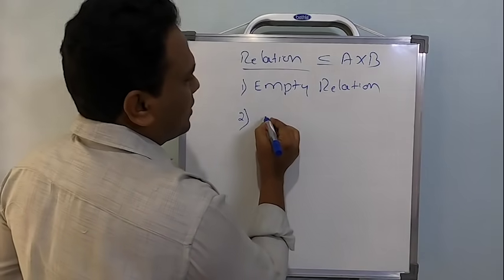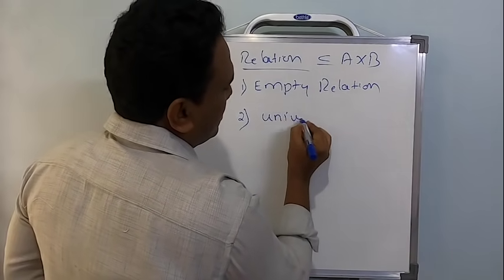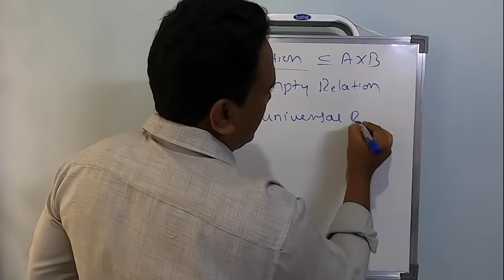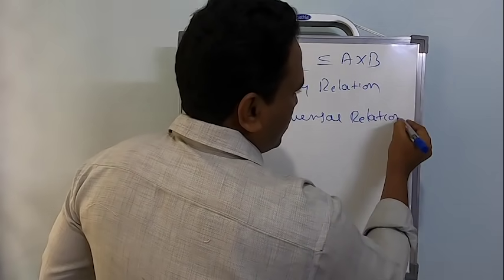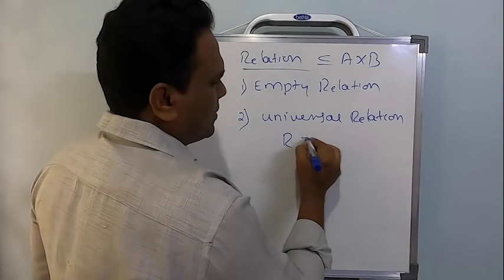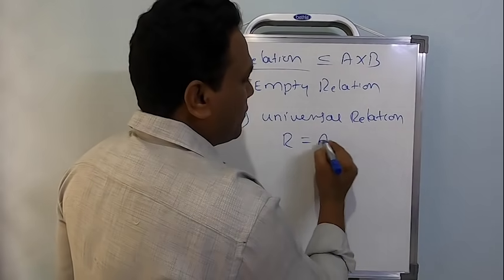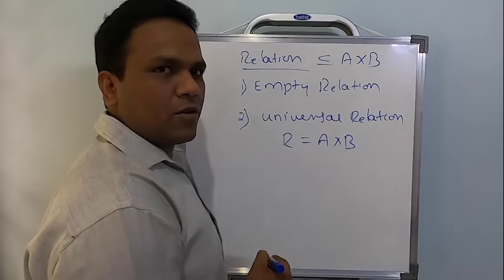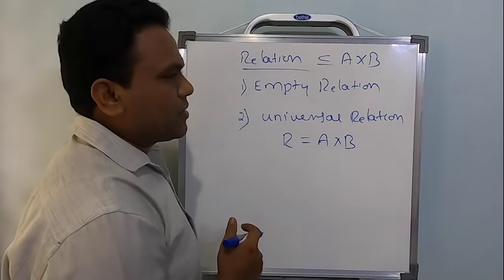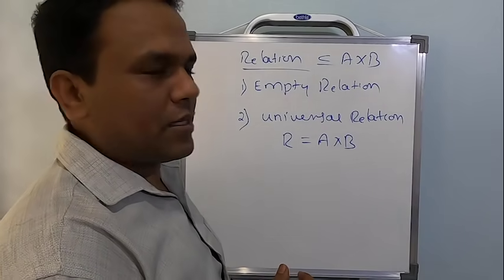Now the next one we studied is called the universal relation. It is quite simply the relation where every element of A cross B is present in the relation. In such a case the relation will be called a universal relation.